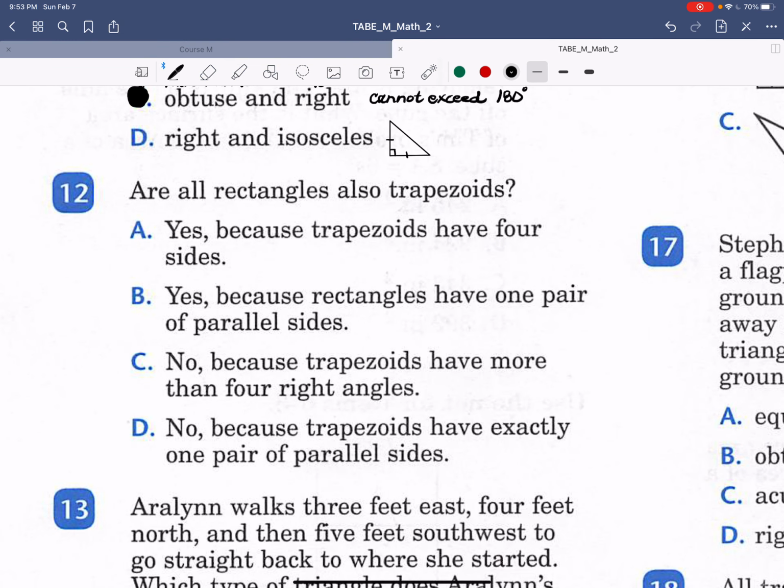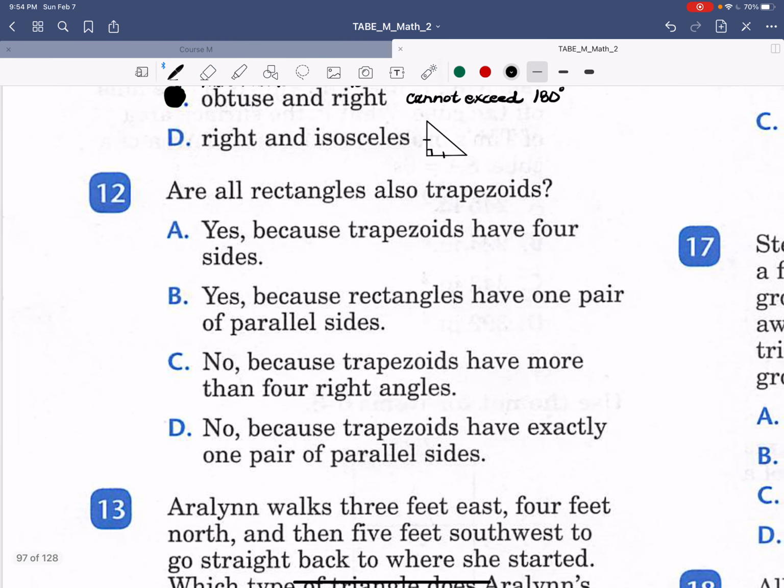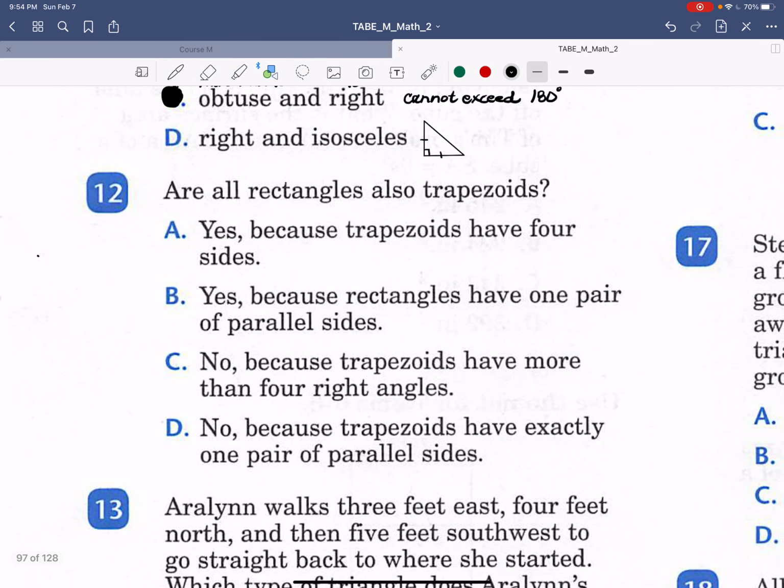Number 12. Are all rectangles also trapezoids? So let's look at those. Here's a rectangle. And here's a trapezoid. So yes or no? Are all rectangles also trapezoids?